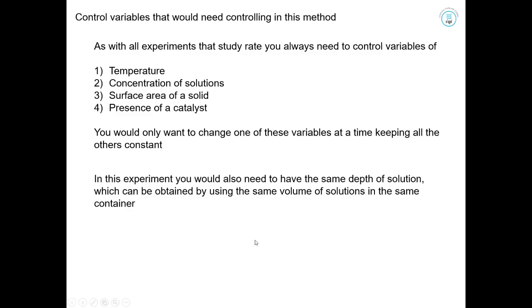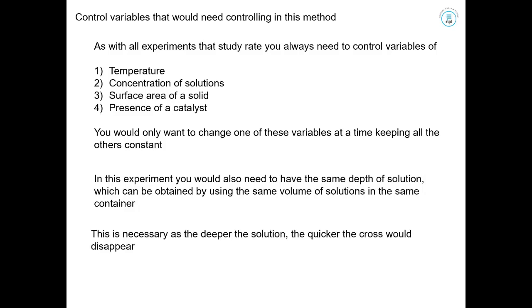Also, if you're doing the cross method, it's important. Normally I say to my students, don't worry about equipment, but with the cross method, if you've got different size beakers, that's going to affect the depth of your solution. So you'd have to use the same kind of beaker, because your cross would disappear quicker if there's less solution to look through. And you would also need the same kind of cross, because a darker cross would be visible for longer.